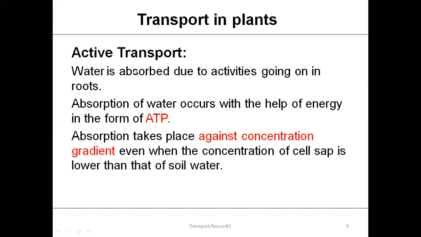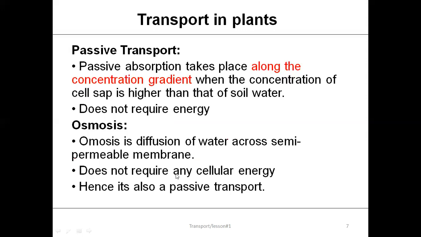Active transport, water is absorbed due to activities going on in the roots. Absorption of water occurs with the help of energy in the form of ATP in active transport. And this occurs when absorption takes place against the concentration gradient. That is, water molecule moves from a region of lower concentration to a region of higher concentration, even when the concentration of cell sap is lower than that of the soil water. मतलब cell sap के अंदर solutes कम हैं, ये dilute हैं as compared to the cell water.